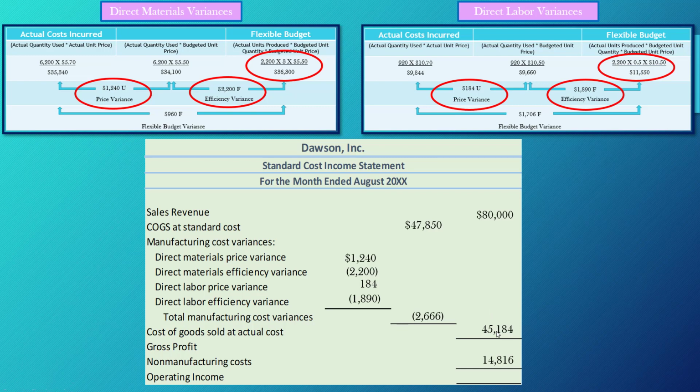$45,184. And now, since we have sales revenue of $80,000 and actual cost of goods sold of $45,184, we know that our gross profit was actually $34,816. And if we're assuming we had $14,816 of non-manufacturing costs, all of our period costs, our SG&A expenses, etc., we'd end up with operating income of $20,000.